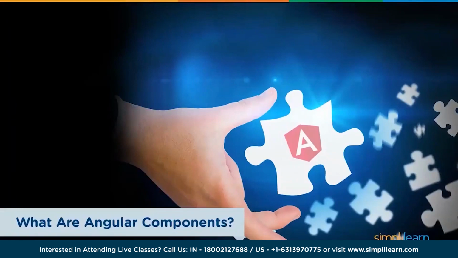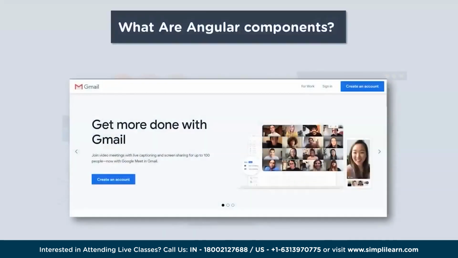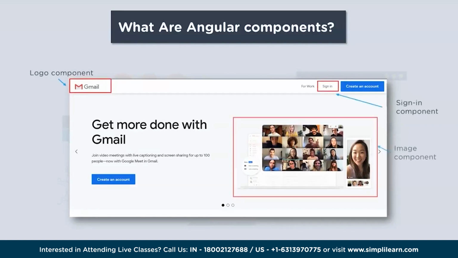So what exactly are Angular components? I'm sure everybody uses web applications, and one of the most widely used applications is Gmail, correct? To help you understand what components are, consider them as Lego blocks. They are combined together to form the final application. In this case, we have the logo component, then a sign-in component, an image component, and then a create account component. All of these components generally don't affect the working of each other. However, when embedded, they define the UI of your application. So I hope you understood what components are.